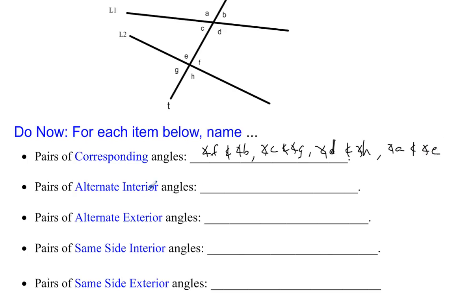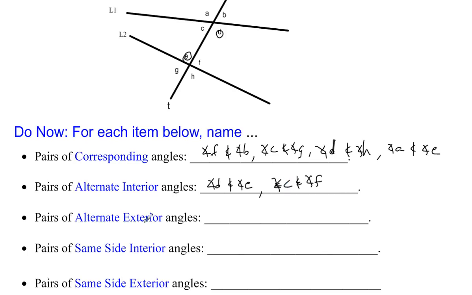A pair of alternate interior angles. Well, we have angle D and angle E. And of course, another pair would be angles C and F. Remember, folks, a pair means two angles.